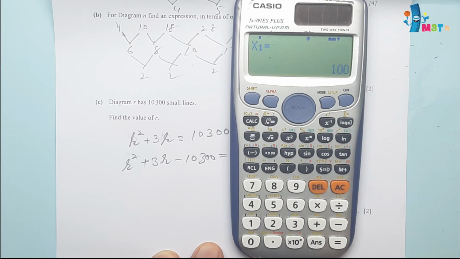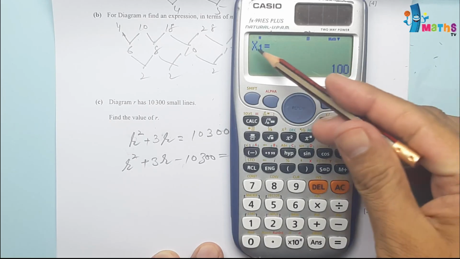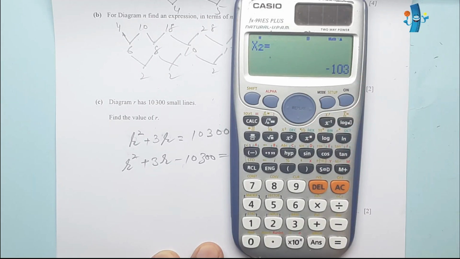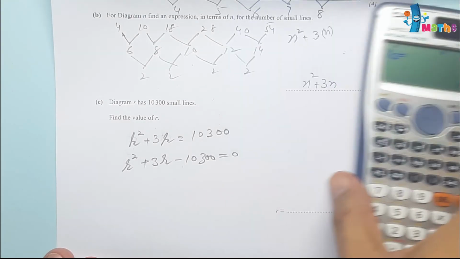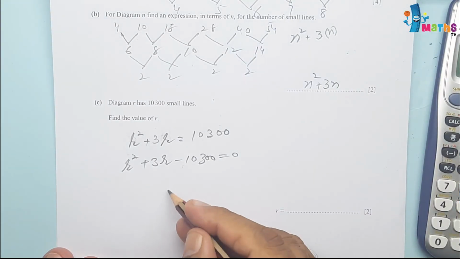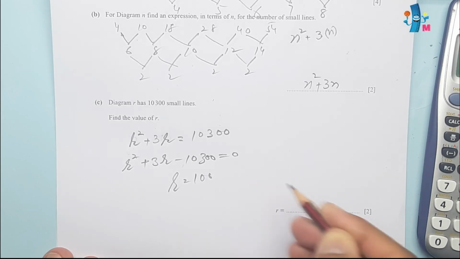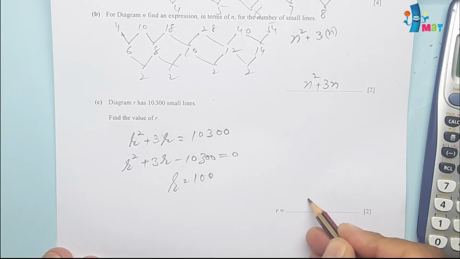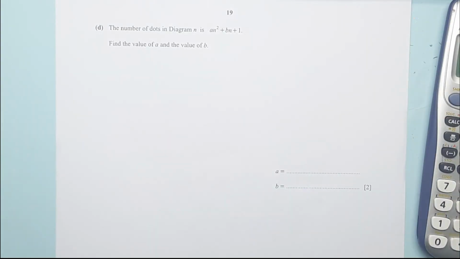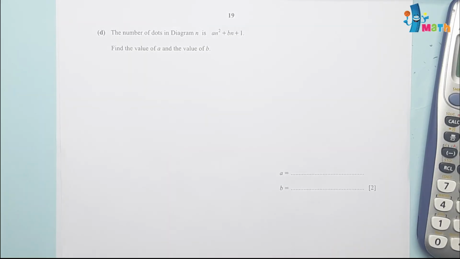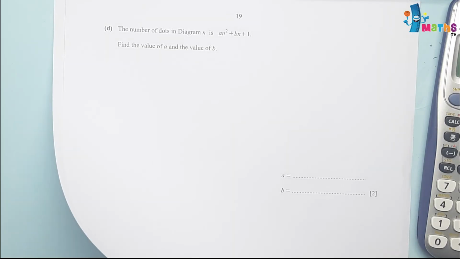Now again I'm pressing this button to get x1, which is 100. x2 is minus 103, so the minus value we will ignore and we'll take 100. So r is equal to 100. So we can mention here 100. This will be our answer. Now the D part we can solve.